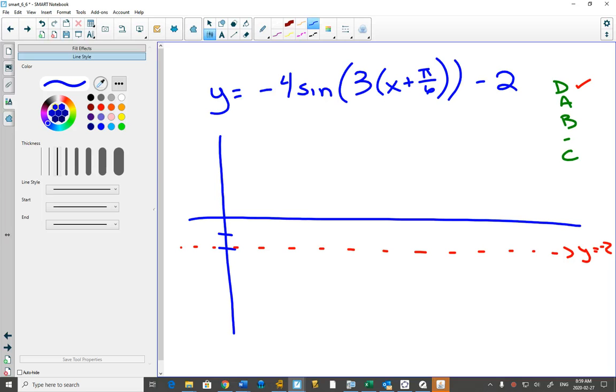What's my amplitude? 4. So even though it's a -4, we always call our amplitude a positive number. Our amplitude is 4, means that we're going to go up 4, 1, 2, 3, 4, to 2, down 4, 1, 2, 3, 4, to -6. So in the dab C, our A value says use that amplitude to find your maximum, find your minimum.